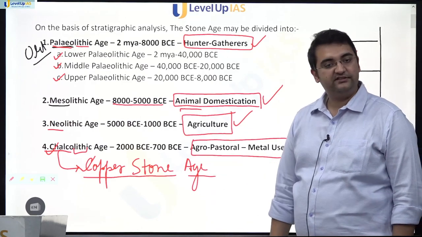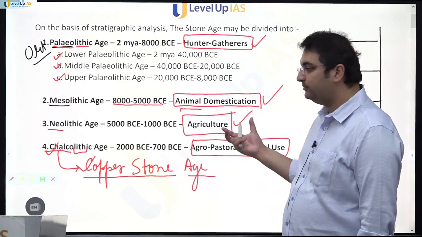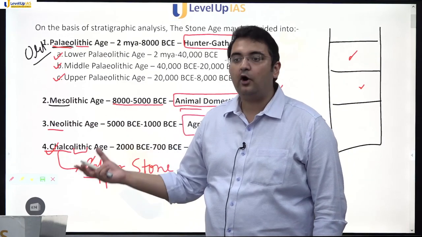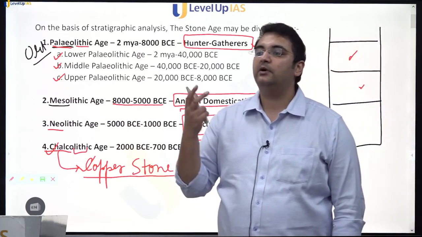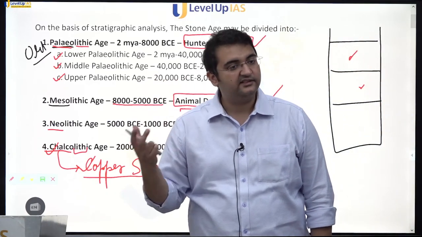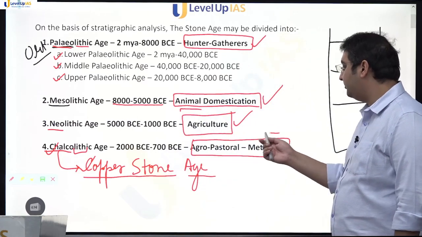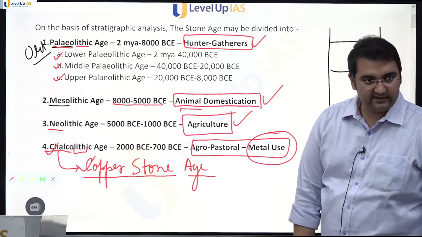Agriculture became more sophisticated, their technology became more sophisticated, their animal husbandry activities also became more sophisticated. So a number of agro-pastoral communities, that means communities which were both practicing agriculture as well as keeping animals, started to emerge. Another important feature was the beginning of the use of metals. Clear hai itna?